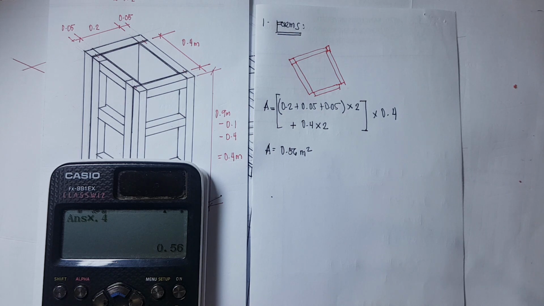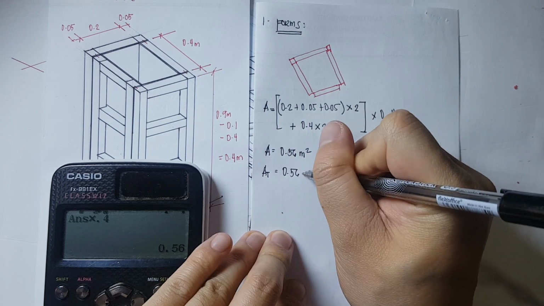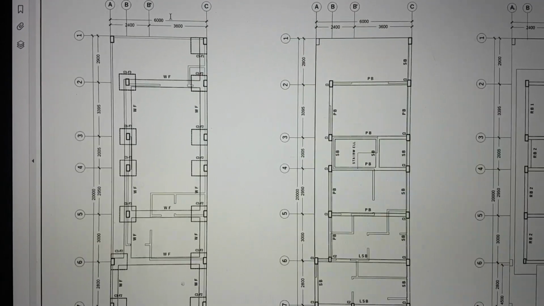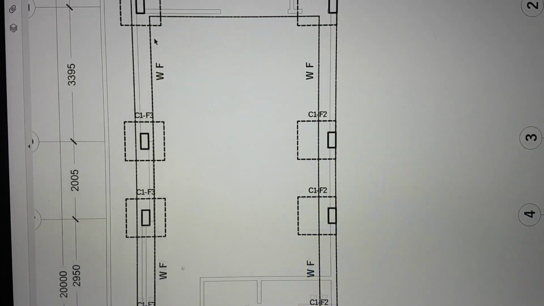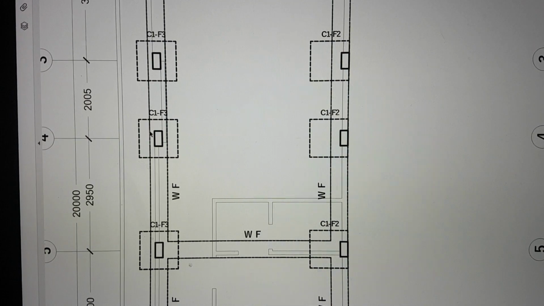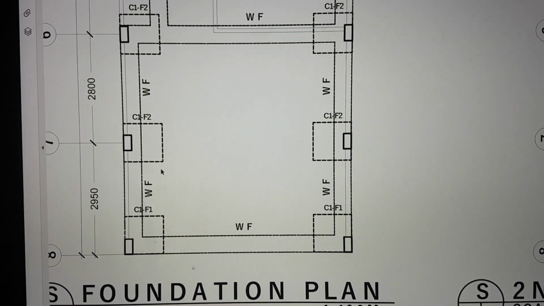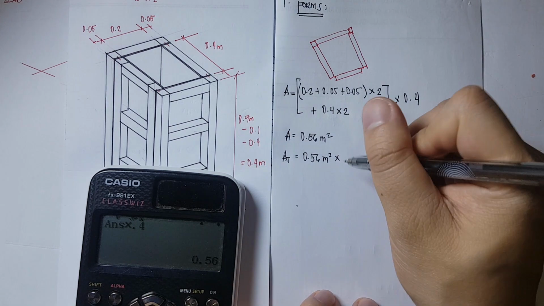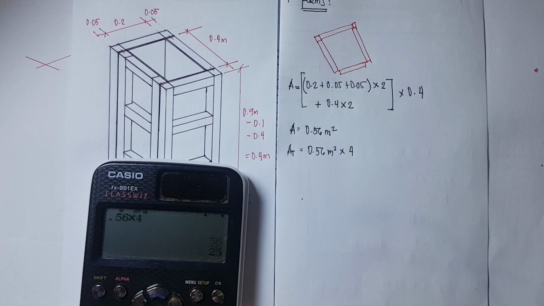But we're not yet done there. We need to count how many C1, F3 there are, then multiply to get the total area. So the total area is 0.56 square meters times the number of C1, F3. Going back to our foundation plan, we simply need to count how many C1, F3 we have. We have 1, 2, 3, 4, and that's it. So we have 4 for C1, F3. The total area would be 0.56 times 4 pieces.